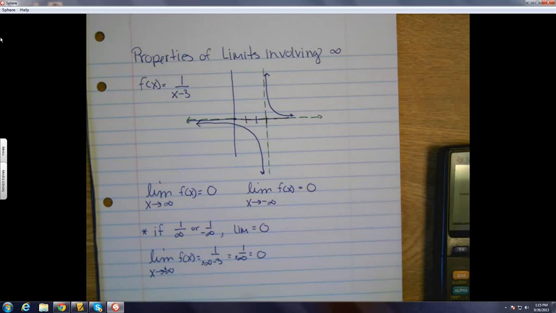It doesn't matter. It's still dividing by negative infinity. It's still going to be 0. So algebraically, substitute in, see what you get.